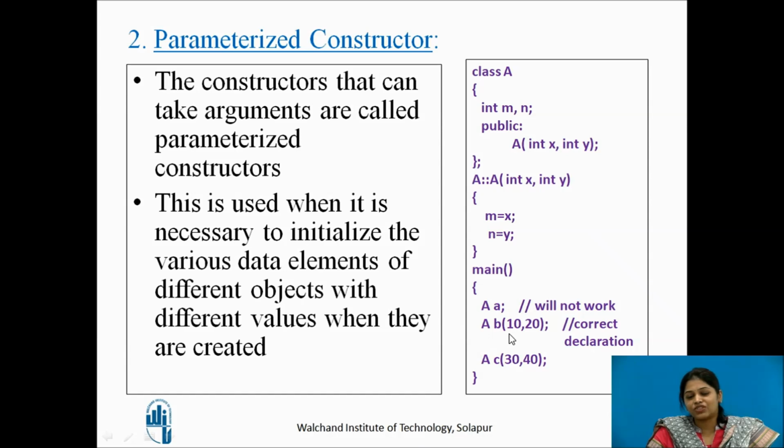So this statement doesn't work. When we are creating the object, we need to pass the parameters to invoke a parameterized constructor. So in the second case, when the object B is created, we are passing the parameters 10 and 20. The parameterized constructor is invoked, and it assigns the data members m equal to 10 and n equal to 20 for the object B. Similarly, when the object C is created, the parameters 30 and 40 are passed, and it assigns the value 30 to the data member m and 40 to the data member n for the object C.